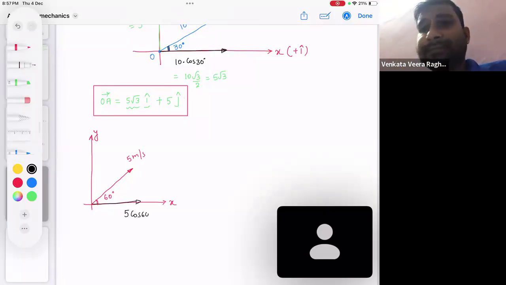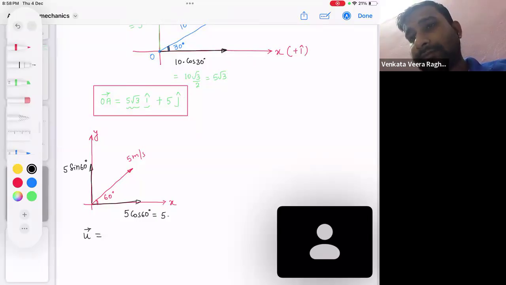The x component will be 5 cos 60 degrees, and the y component will be 5 sine 60 degrees, isn't it? So can you write the velocity vector? 5 cos 60 means 5 by 2, and 5 sine 60 means 5 root 3 by 2.